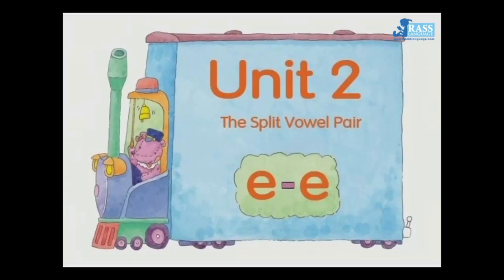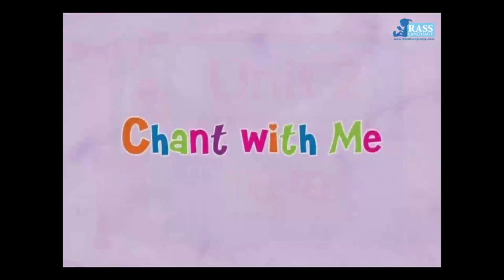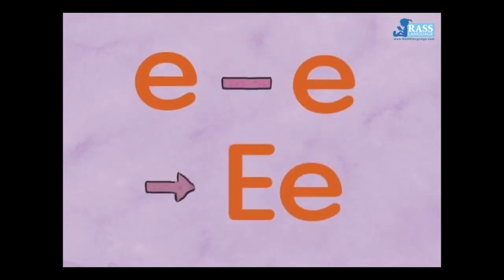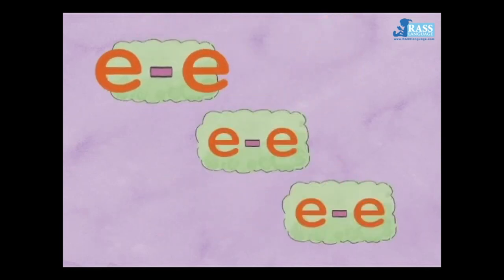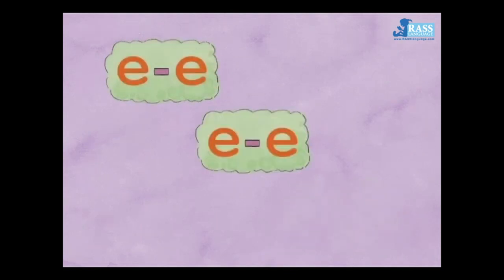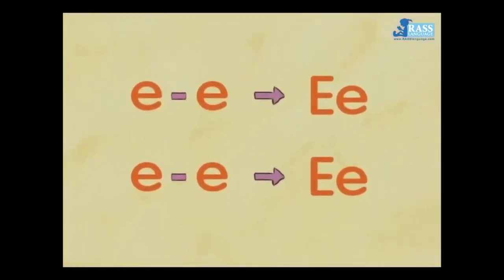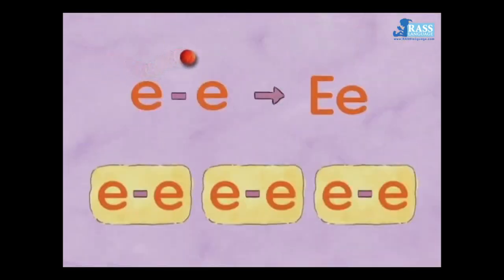Yippee! Unit 2. The split vowel pair E. Chant with me. E E E. E E E. Now, let's chant together. E E E.